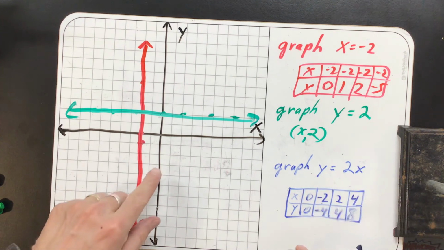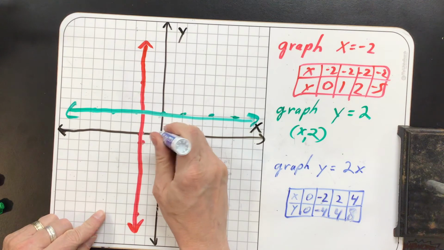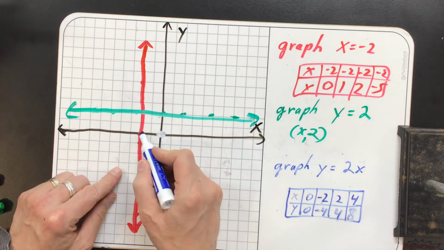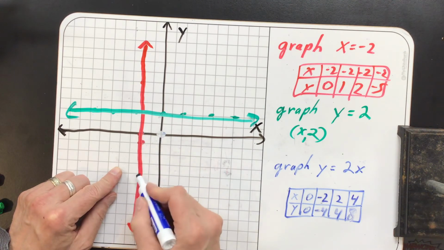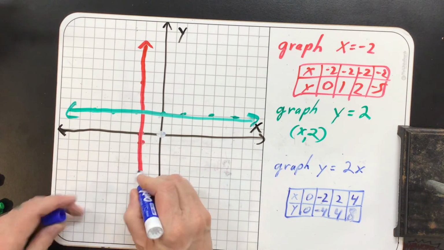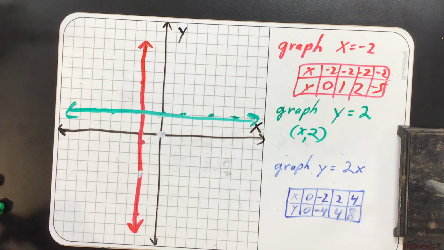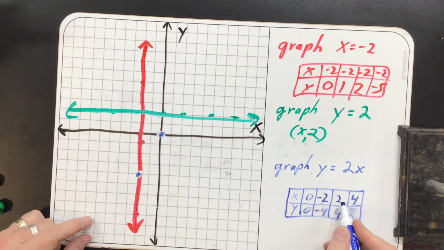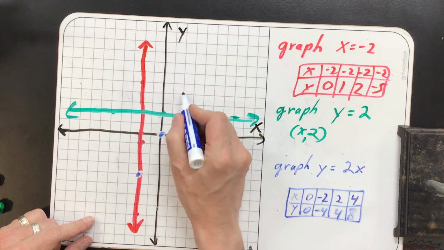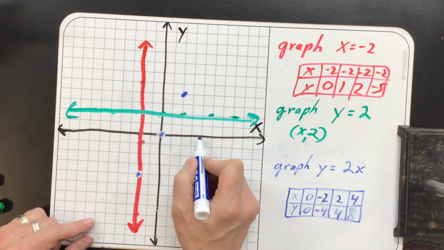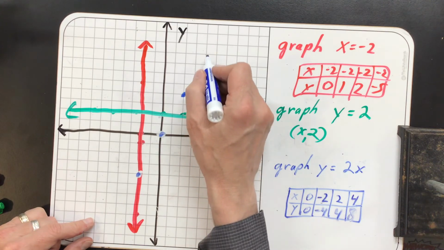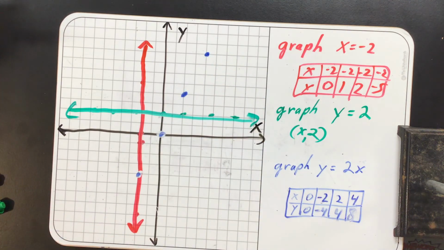y is always 2 times x, so 0, 0. Negative 2, negative 4: negative 2, then 1, 2, 3, 4 down. Oops. Our blue is not graphing right now. Not working. So right there and right there. And 2, 4, and 4, 8: over 4, and then up 1, 2, 3, 4, 5, 6, 7, 8. Okay?